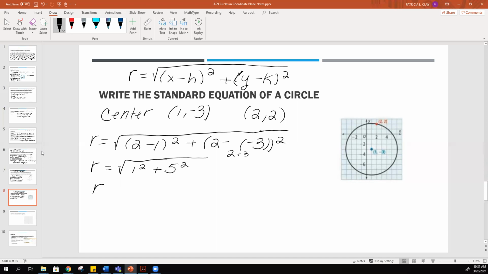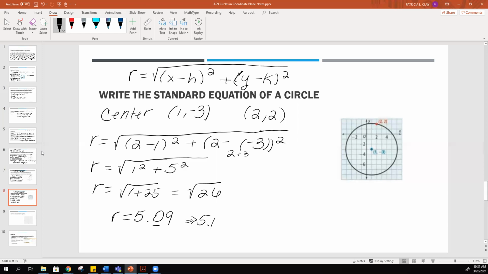So 1 squared is 1, 5 squared is 25. So let's do this over. So we have radical 26. Well, and if we stick that in our calculator, we'll get r is equal to 5.09. And most of the time we round to the nearest tenth. So we can say we round up to 5.1.